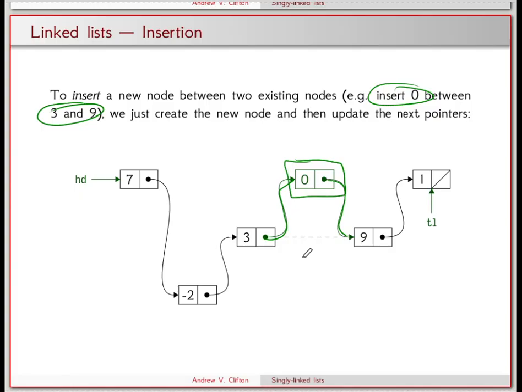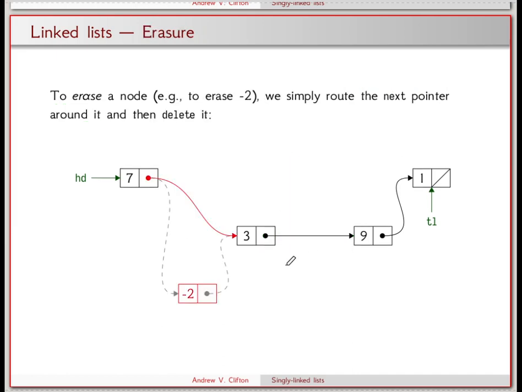I just create a new node, update 2 pointers, and now that new node is placed between 3 and 9 there. Same thing for an erase. Let's say we want to erase the node containing the -2. All I do is route the pointers around it. I make a little detour and then I delete it. And it's gone. None of the other nodes need to move.